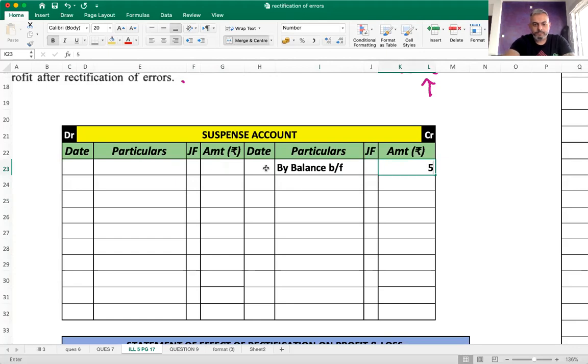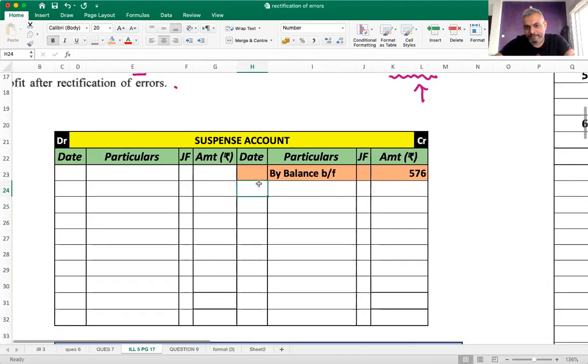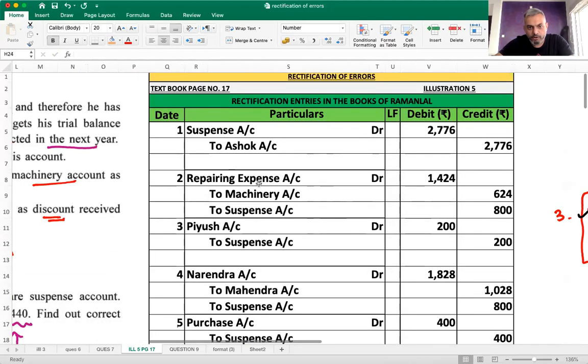$576. So this was the balance difference. Balance means this was the difference which was credited to suspense account. Now let's see what happens to suspense account. So we will be doing normal ledger posting for suspense account.